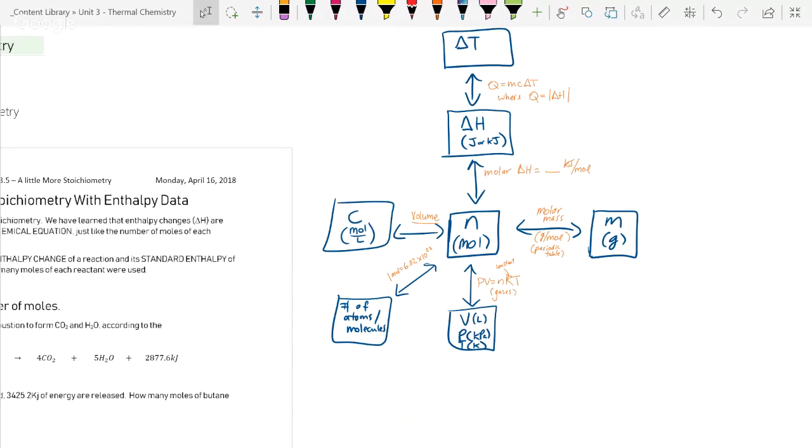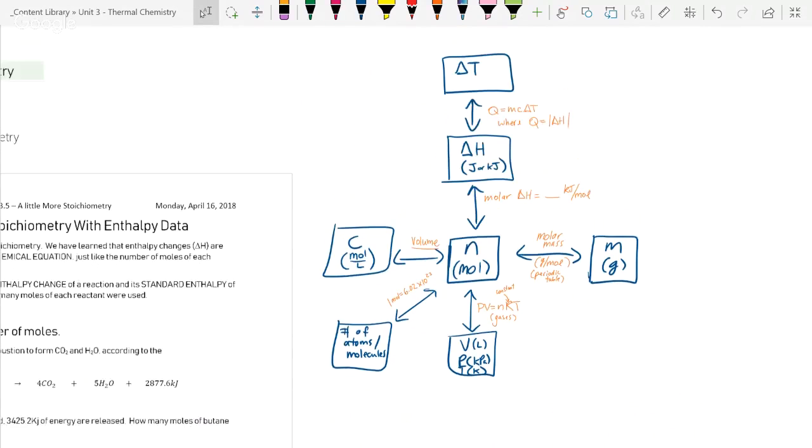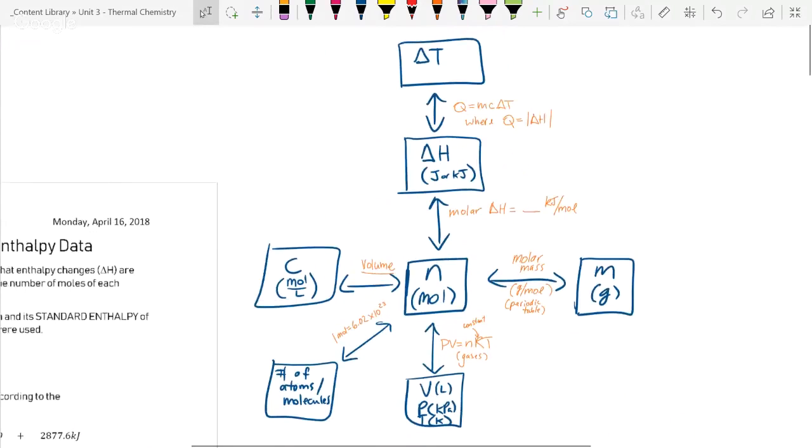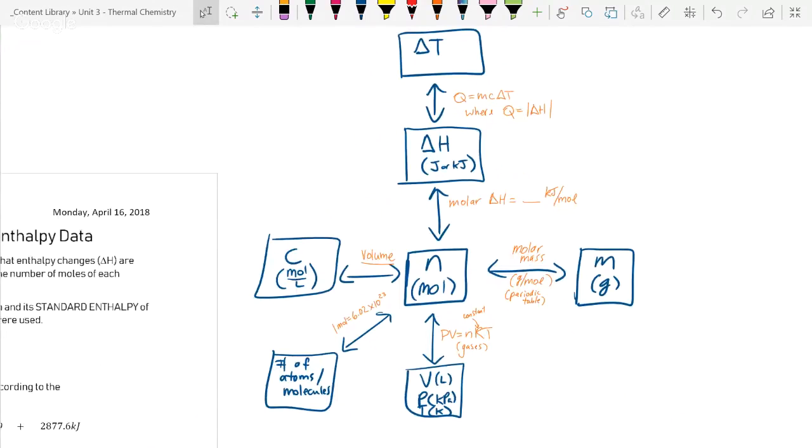Again, we're going to do lots of practice with this. I will never test you on a map like this. This is a visual aid that I find really helpful to remind myself how I should approach a question when I go to do one. What is the central hub of this?